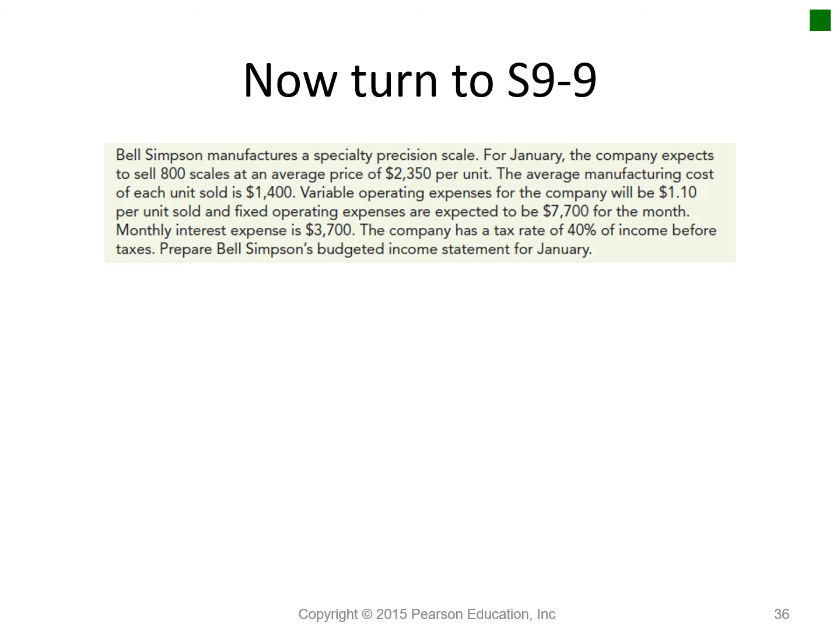Notice we've got Bell Simpson makes a specialty precision scale. It says they expect to sell 800 scales at an average price of $2,350 per unit. Again, this is for the month of January. They give you the cost to make each scale, $1,400, so that's essentially our cost of goods sold. They tell you the variable operating, so this is going to be your period cost, of $1.10 per unit sold, and fixed are 7,700 for the month. They give you some interest expense. That's another period cost. They tell you a tax rate of 40%. So in the next slide, we're going to put together this budgeted income statement using this data.